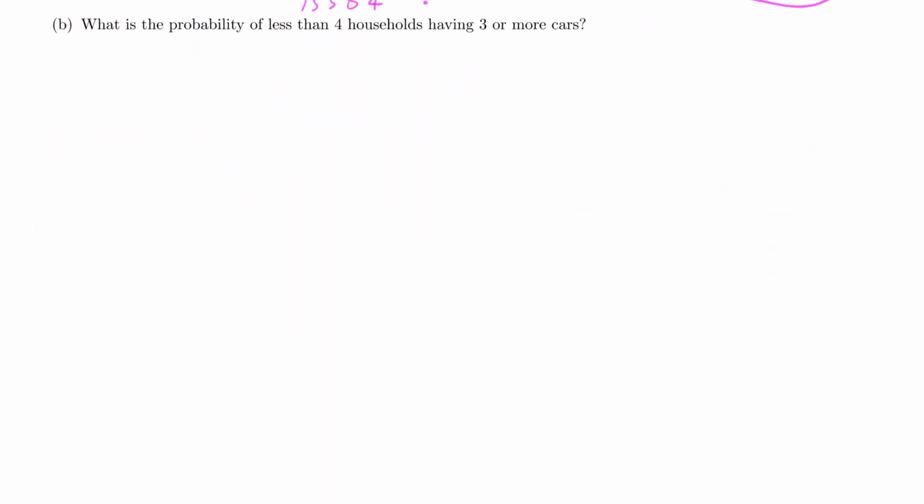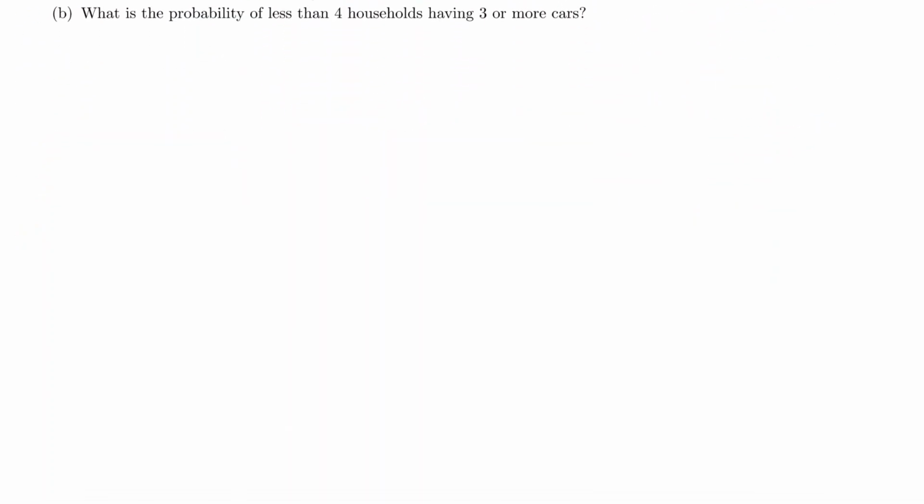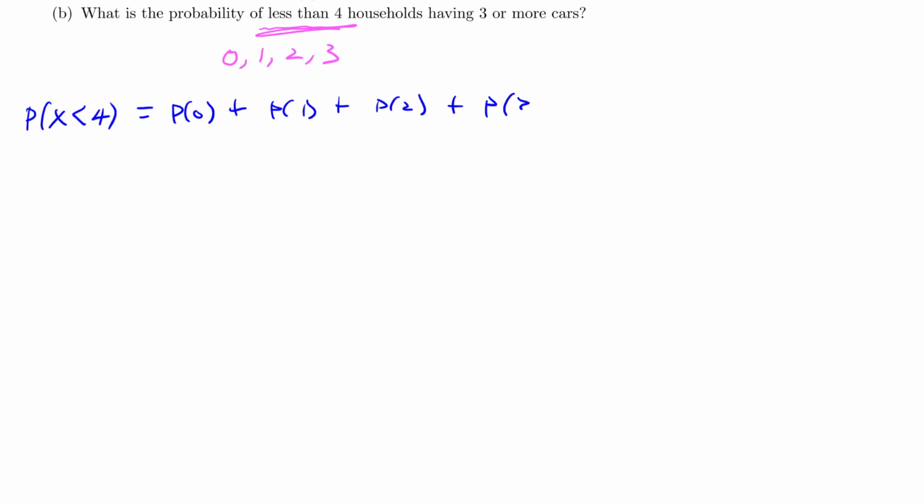What is the probability of less than 4 households? Less than 4. So again, we have to be careful with the wording here. Less than 4 means not including 4. If they want you to include 4, it should have said less than or equal to 4. Since it just says less than, we list numbers that are less than 4. Don't forget 0: 0, 1, 2, and 3. So the way we can write it is probability of x less than 4, which is adding all of 0, 1, 2, and 3.